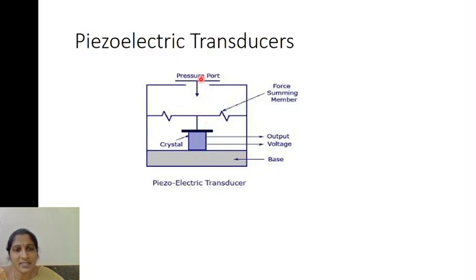How much pressure you apply is proportional to the output voltage. If you apply more pressure, the crystal gets compressed and you get more output voltage. As soon as you remove the pressure from the pressure port, this Rochelle salt goes back to its original position. So this is how the non-electrical quantity pressure is converted into electrical output voltage. Okay, this is the piezoelectric transducer.